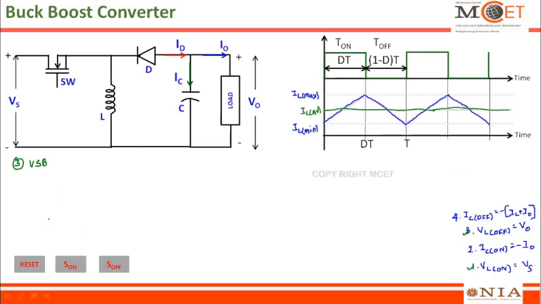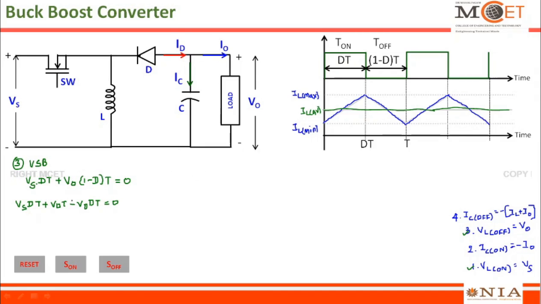VL on into T on plus VL off into T off is equal to 0. So VL on is Vs, which is from expression 1. T on is dT, here it is given. So VL on into T on is Vs into dT, plus VL off. VL off from expression 3 is V naught, and T off is 1 minus d into T. So this is T off, which is equal to 0. This is the meaning of volt second balance. Let us simplify this expression. We get Vs into dT plus V naught into T minus V naught into dT, and this is equal to 0.